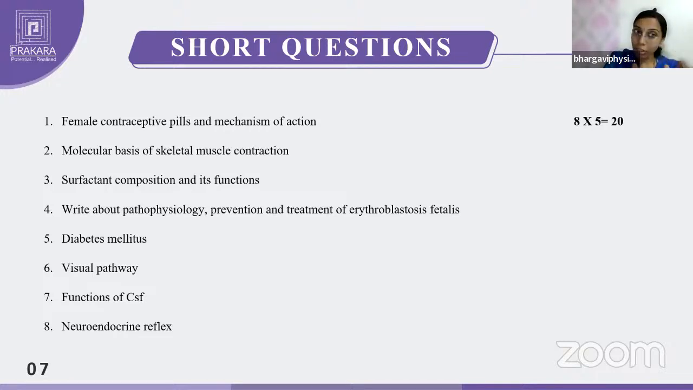So for this one, you have to give some definition. What is the cause and what are the types of diabetes mellitus? In this one, we have two classifications, juvenile and adult type. And one more classification is IDDM and NIDDM, insulin dependent diabetes mellitus and non-insulin dependent diabetes mellitus.